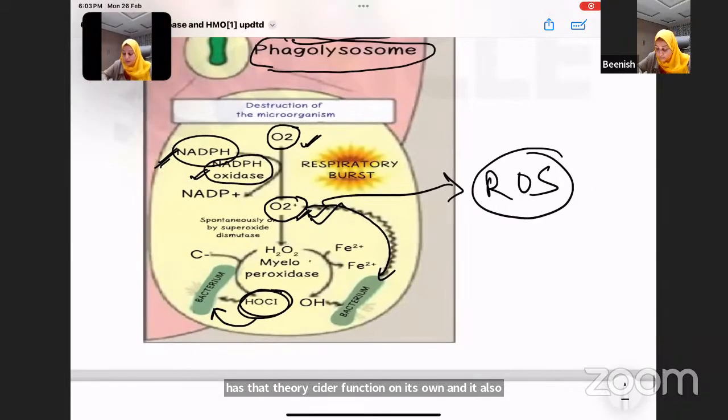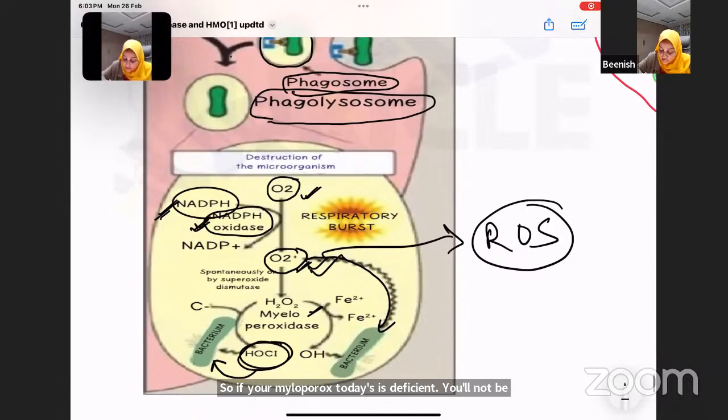So if your myeloperoxidase is deficient, you will not be as prone and susceptible to infections. But if your NADPH oxidase is deficient, then you are more susceptible to infections. Okay.